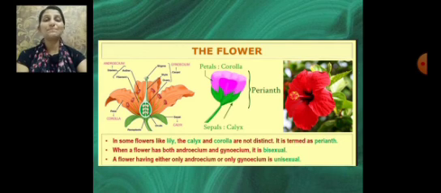When a flower has both the reproductive organs, that is androecium and gynoecium, it is called a bisexual flower. Whereas if a flower is having only one type of reproductive organ, what can it be called? If both are present, it is called bisexual. But if only one is present, it is called a unisexual flower.